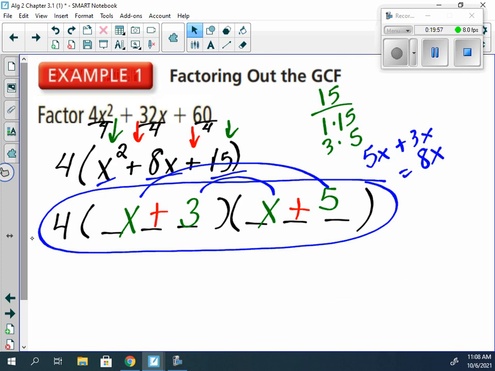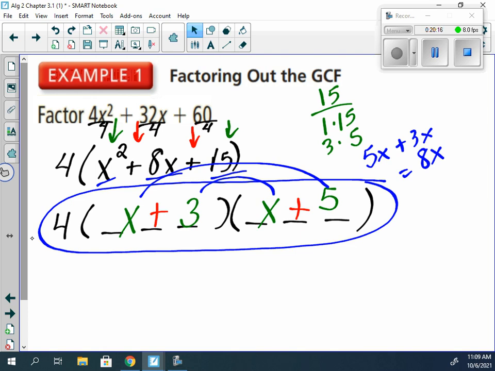3 and 5, so we're looking for the factors of 15. So two numbers that multiply together to give me 15. So 1 times 15 is a set of factors. The other factors are 3 and 5, because 3 times 5 is 15. So that's where we get the 3 and 5 from.